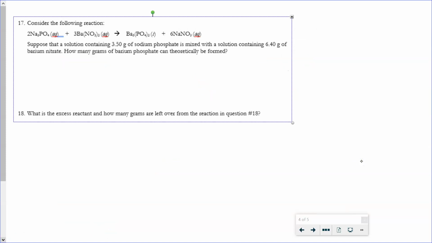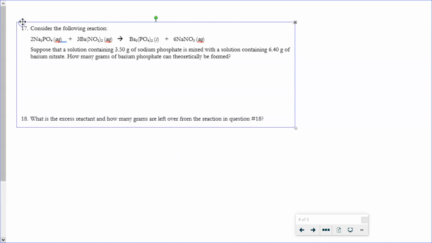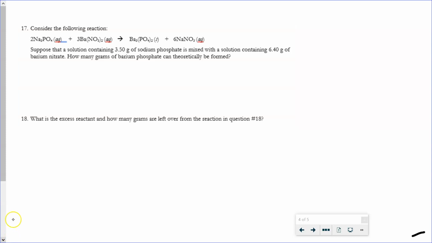Okay, let's go ahead and check out the next problem here. Your numbering may be different from mine. It's number 17, but it doesn't matter the problem. If you read the problem here, you'll see what we're working with. So we're looking at the reaction here between sodium phosphate and barium nitrate, and that reaction yields barium phosphate and sodium nitrate. You should recognize this type of reaction.